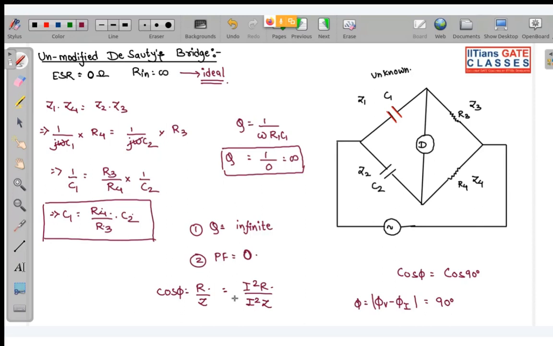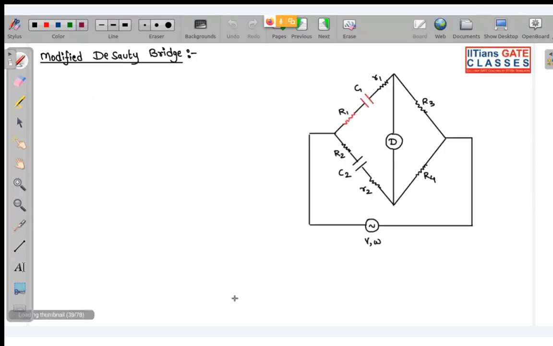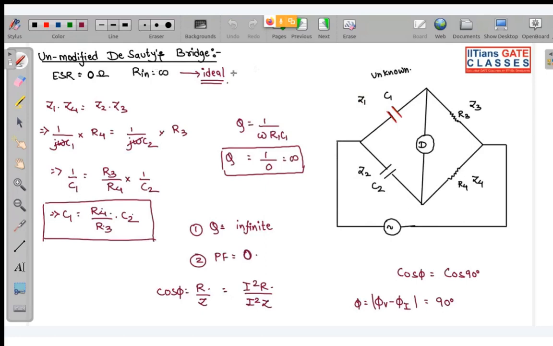So this is known as the unmodified Desauty bridge. Now the next we have is the modified Desauty bridge. Basically this is the ideal condition. In the ideal condition we are facing this problem that quality factor is infinite and power factor is 0.